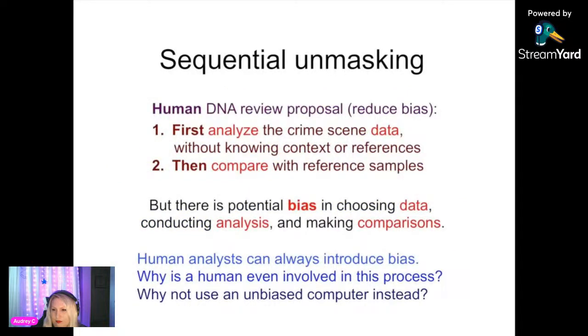Sequential unmasking has been proposed as a way of reducing bias in human DNA review of mixtures. The idea is to first have a human analyze the crime scene data without knowing the case context or DNA profile references, and only then afterwards make comparisons of what's been elicited from the data relative to these reference samples. But there's still potential human bias in how people choose the data, how they conduct the mixture analysis, and how they make the comparisons. Human analysts can always introduce bias. So why is a human even involved in the process? Why not use an unbiased computer instead?